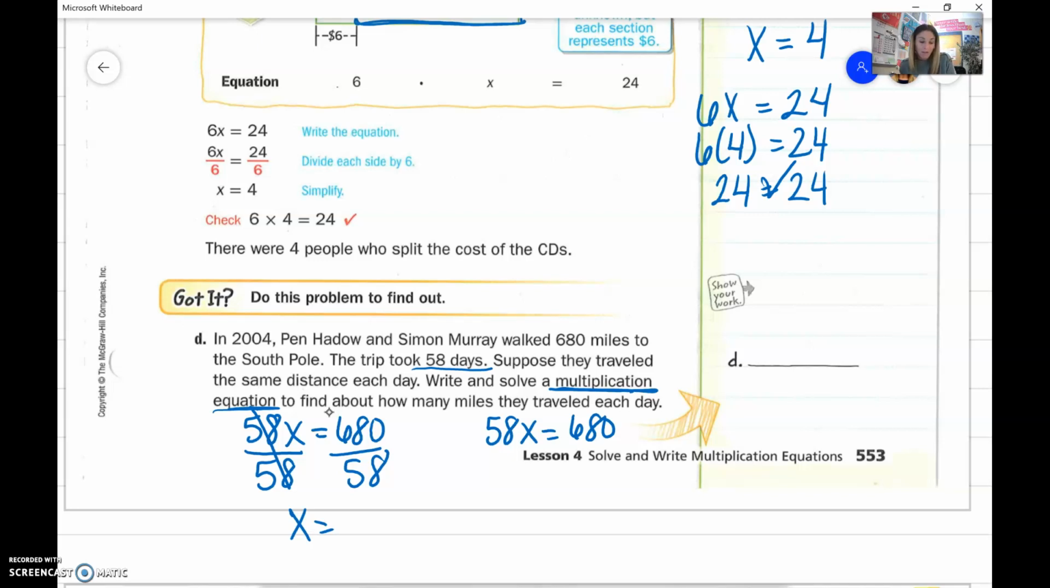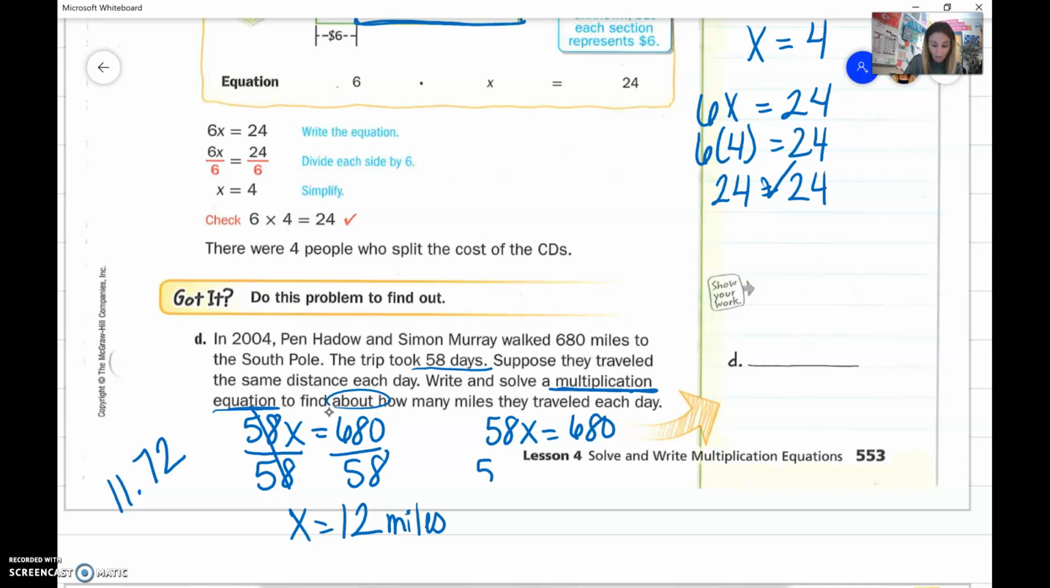In a handy-dandy calculator that you have, it says find out about. So when you take 68 divided by 58, I believe you get something like 11.72, okay? Because the key word here is about. So if we were to round this, we're going to say it's about 12 miles. 12 miles each day. Now, how do we check that? Well, it's going to be pretty close.